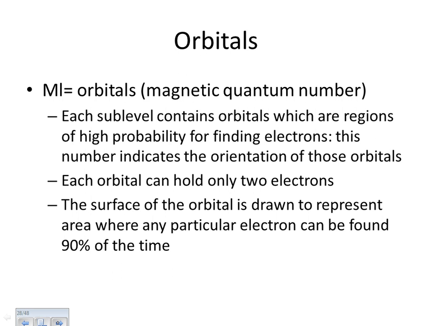Okay, the third quantum number is the magnetic quantum number. It actually looks more like M with a subscripted L. And these are orbitals, the magnetic quantum number.